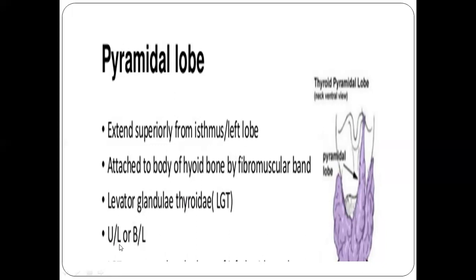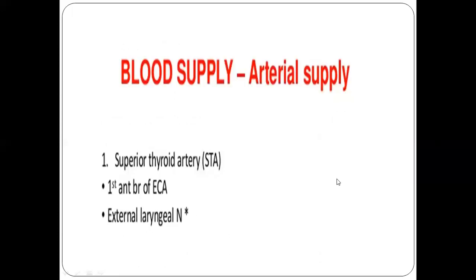It could be unilateral, on one side. It could be bilateral also. So the pyramidal lobe could be unilateral or bilateral. It is attached via a fibrous band or a muscular band, or both components are present, like a fibromuscular band which connects it to the hyoid bone. Okay, we'll move forward.